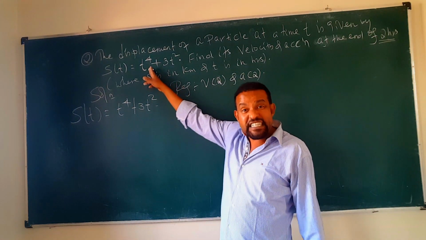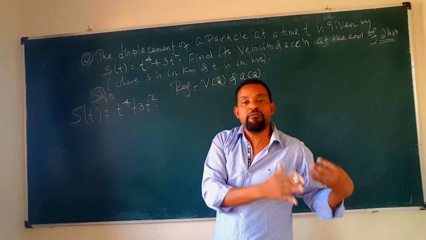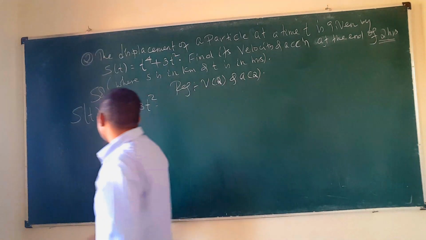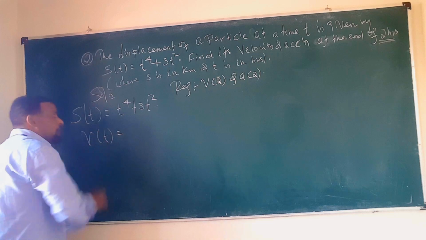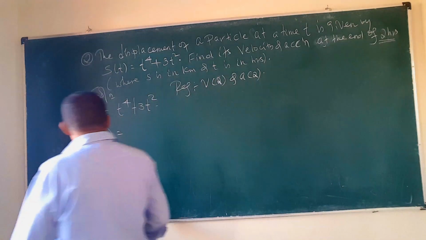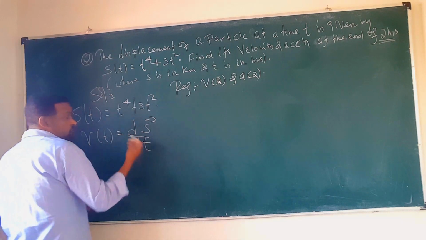as a function of t is given, so we should find the variable velocity and the variable acceleration. So you know that velocity is given by the derivative of displacement with respect to t.